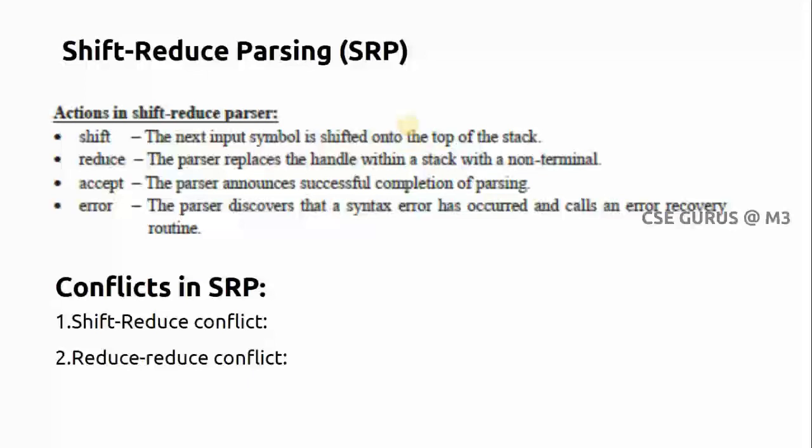Reduce means whenever there is a chance of reducing, you have to reduce with a handle within the stack with a non-terminal. Accept means finally if you reach the root, or the start symbol of the grammar, then you can say accept. If you don't get it, then you say it is an error, or syntax error. So that is another action. Now there are 2 conflicts: shift reduce conflict and reduce reduce conflict. We'll see all this with an example.